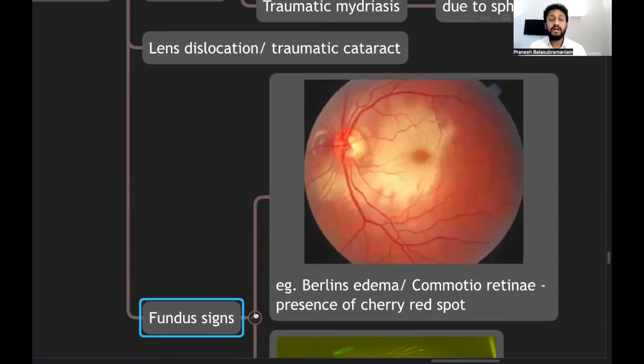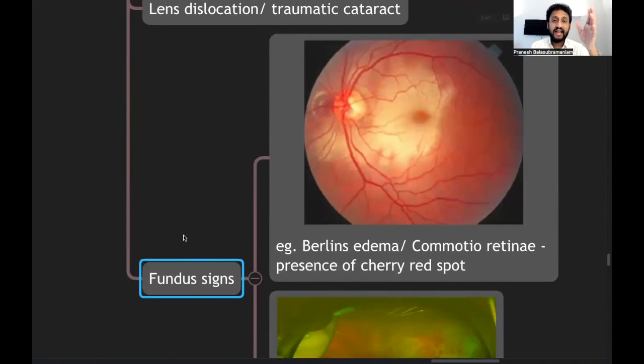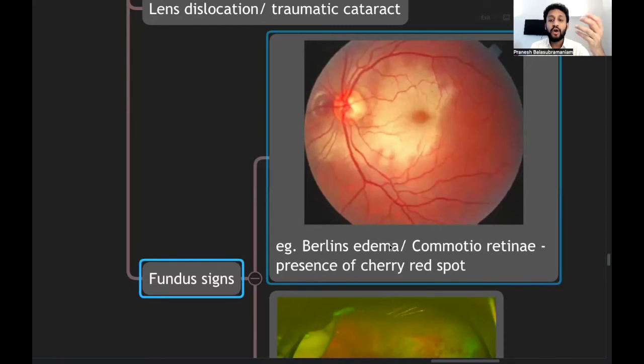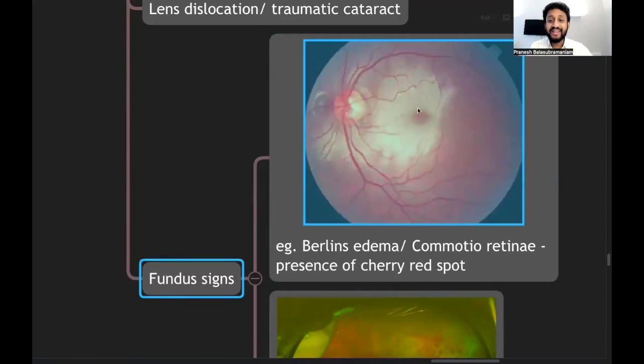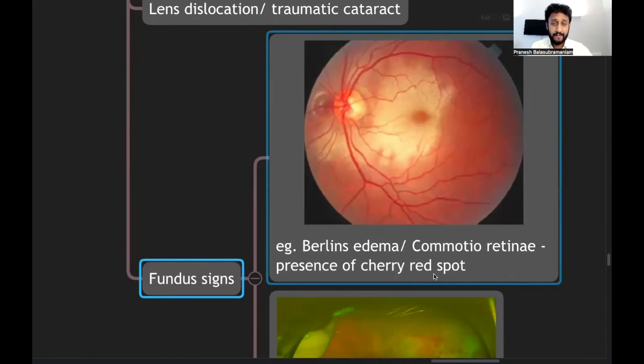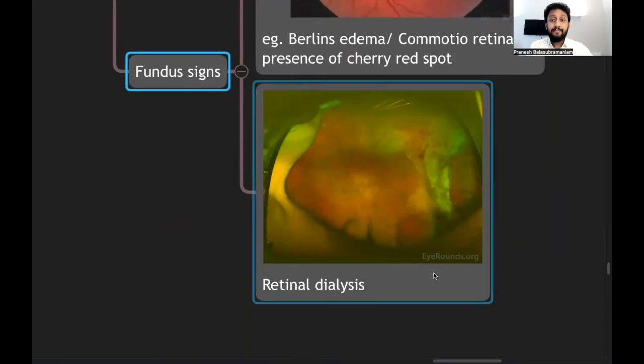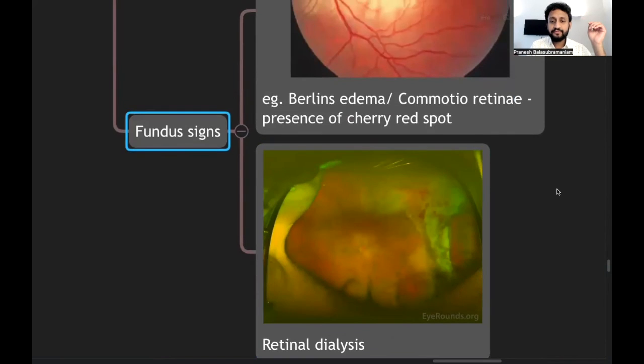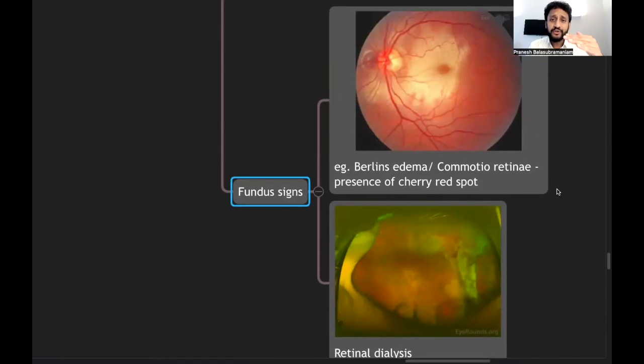Fundus signs can be multiple, but more importantly the patient can have Berlin's edema, or commotio retinae, nothing but transient edema of the retina in case of blunt trauma. And always look for a cherry red spot if the macula gets involved. The second important sign is retinal dialysis, where the retina gets detached from the ora serrata. This is not a retinal detachment; this is a retinal dialysis, a detachment from the ora serrata. Which means that in any patient who comes to you with subconjunctival hemorrhage, when you suspect trauma history, always dilate these patients and see.